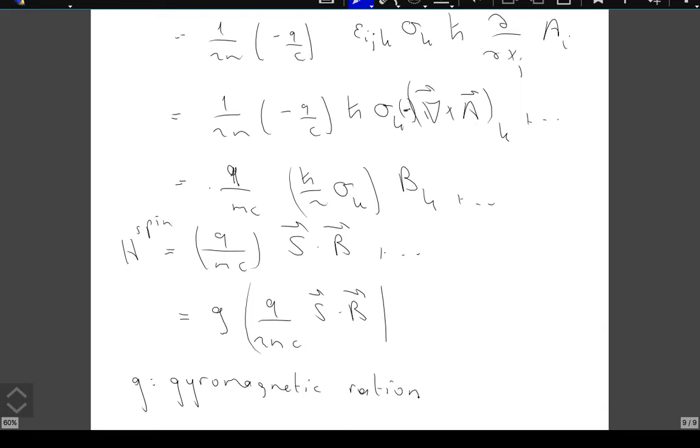It depends on the internal structure of the particle mainly. In this case, it turns out to be 2 for fermions, in this approximation. And for electrons, for protons, etc., it turns out to be very close to a factor of 2.